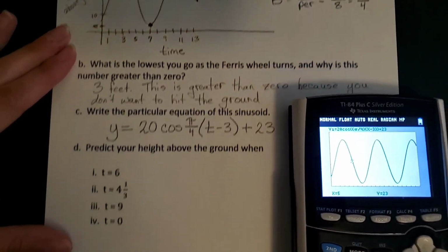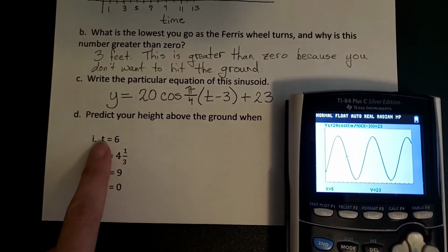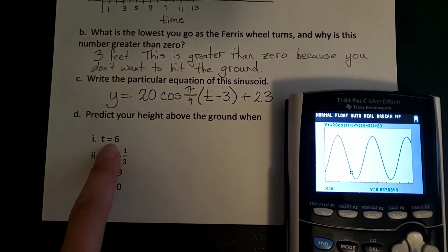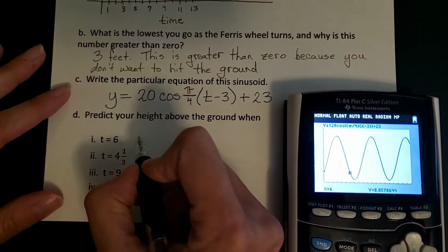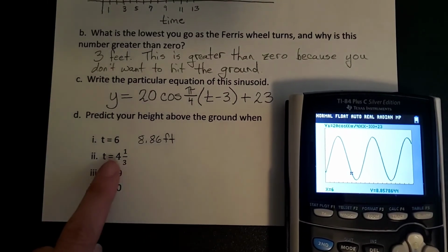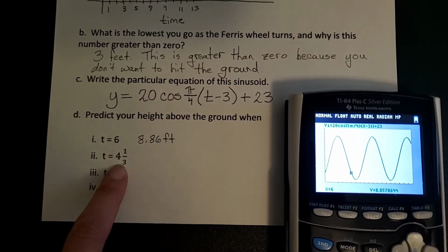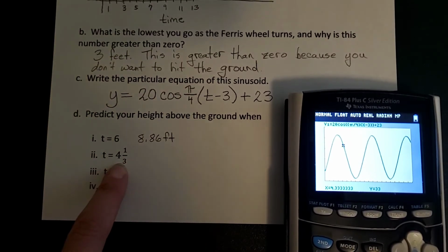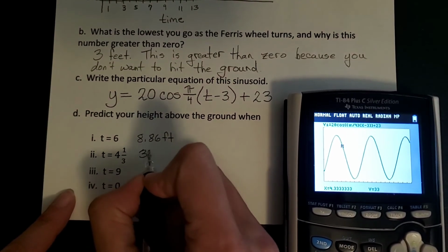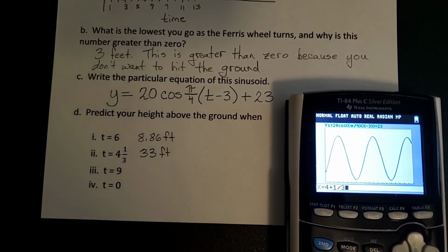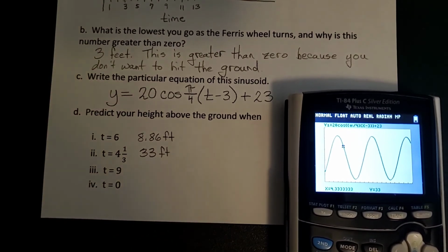Now, when I'm in the trace, this is beautifully helpful because predict your height above the ground when t is 6. Just put a 6 in. Let the calculator do it. Hey, 8.86. That is much nicer. 4 1/3. You can either do 4.33333333333 and do enough threes that tricks the calculator into giving you the exact value, which happens to be 33 feet. Or you can put in 4 plus 1 divided by 3. There is 4 1/3. And we still get 33.